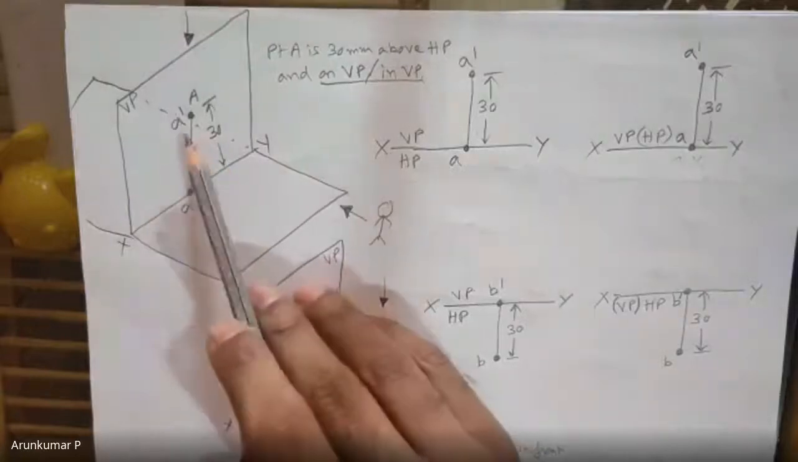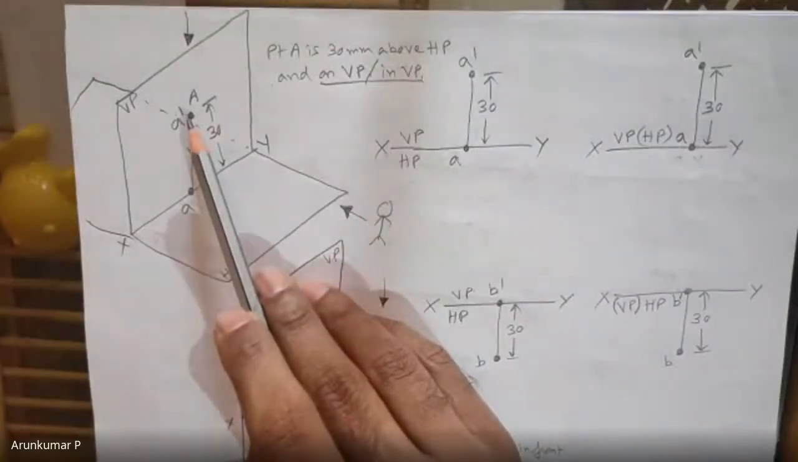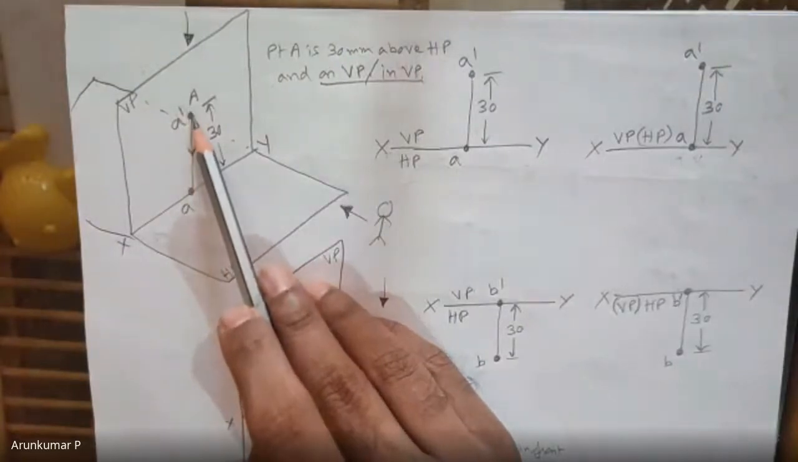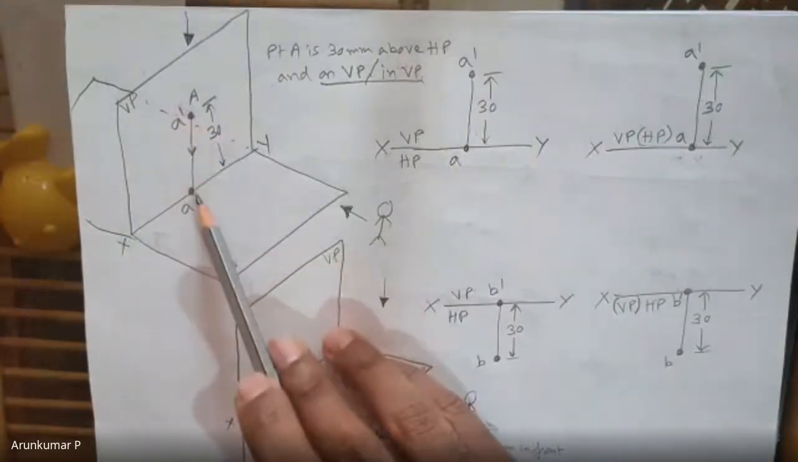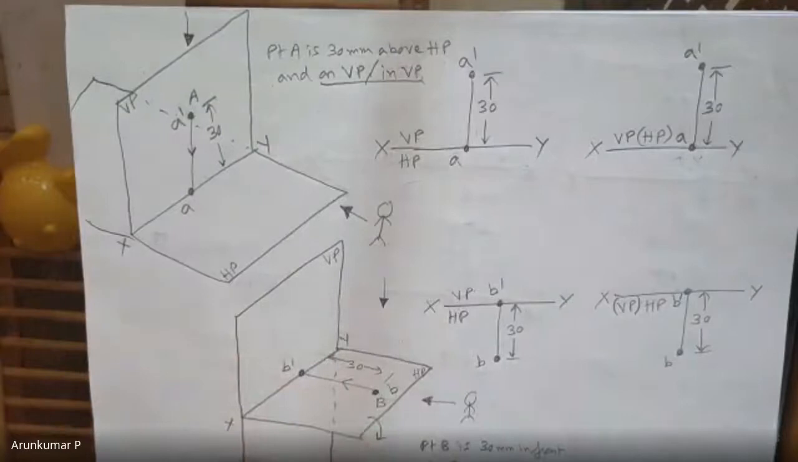So in that case, the front view will be along with the point only. The front view and the point will be at the same location because the point is on VP or in VP, whereas the top view will be on XY line. Similarly, we had seen the case where the point is in HP. So in this case, the top view and the point will be at the same location and the front view will be on XY line.